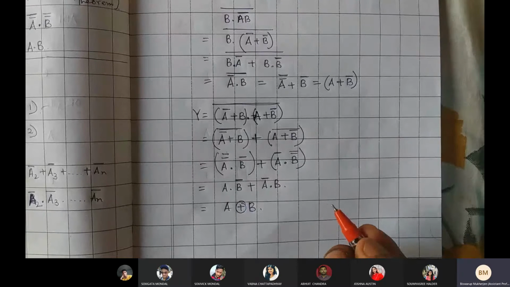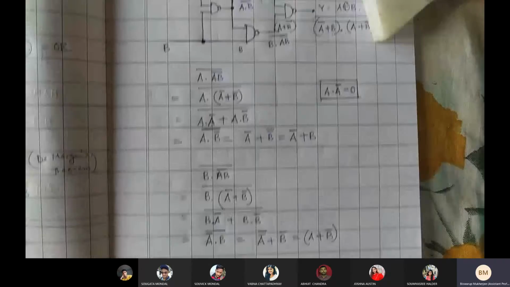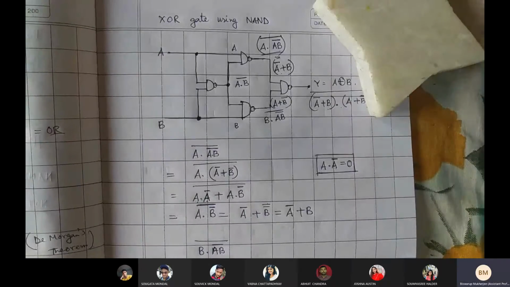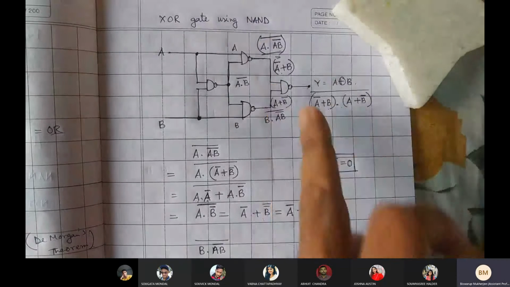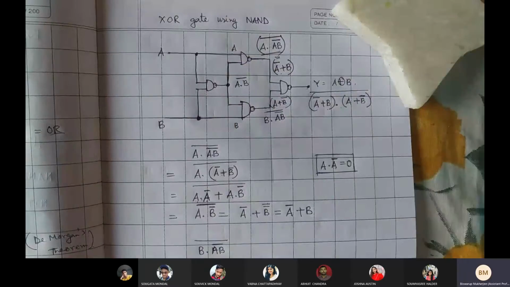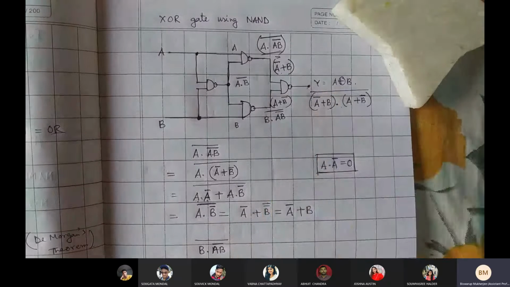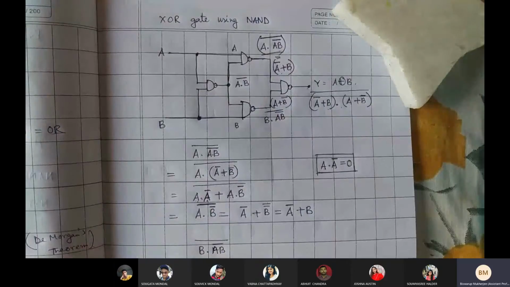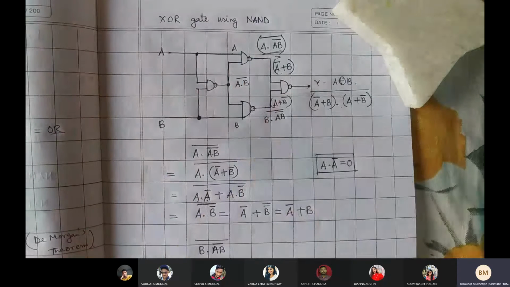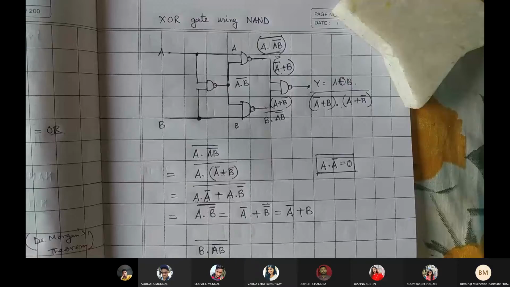So we have found that using this particular circuit, we can make an XOR gate. What you need to do is just find the minimized version of these Boolean expressions, and you can easily find that Y is equal to A XOR B. Make sure that you remember this particular configuration. Here the number of NAND gates required is actually 4: 1, 2, 3, 4. Four NAND gates are required.